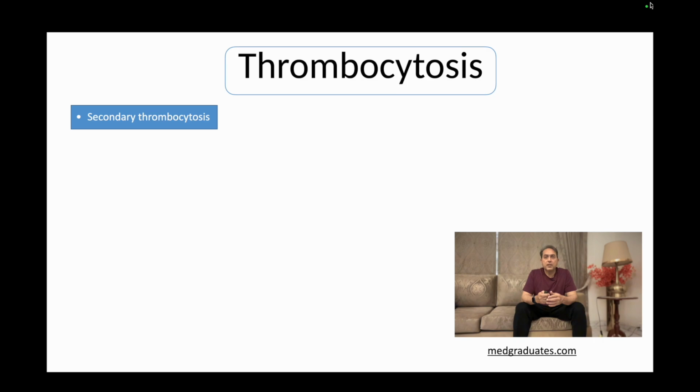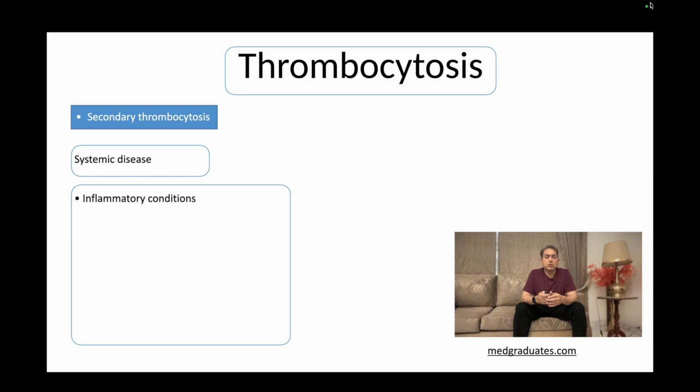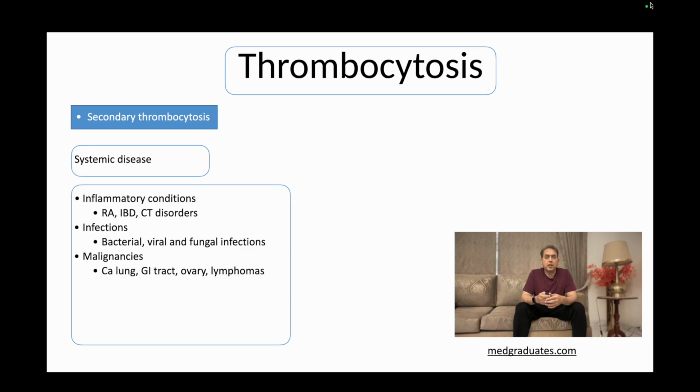Now, when you've got secondary thrombocytosis, presence of systemic diseases should be looked for. For example, inflammatory conditions like rheumatoid arthritis, inflammatory bowel disease, the other type of connective tissue disorders can increase platelet counts. Similarly, infections, maybe they're viral infections, bacterial infections, or fungal infections, they can all increase platelet count. And then you look for the malignancies, particularly the malignancies in the lung, the GI tract, ovaries, or lymphoma can be a reason for thrombocytosis.